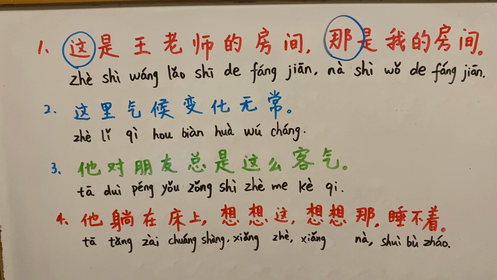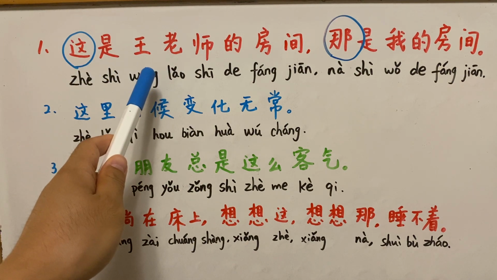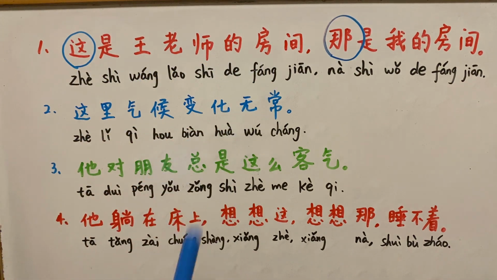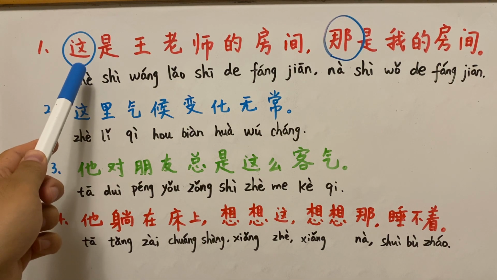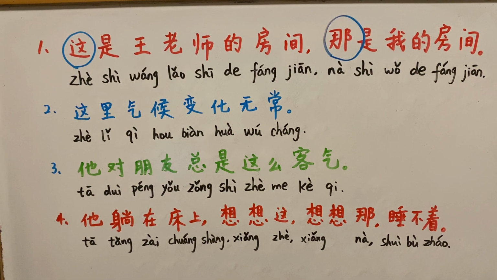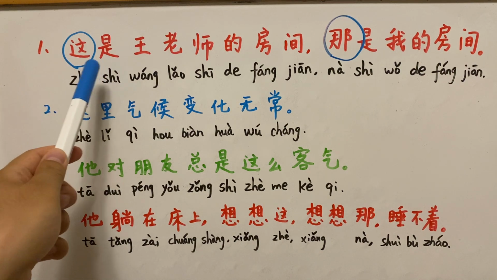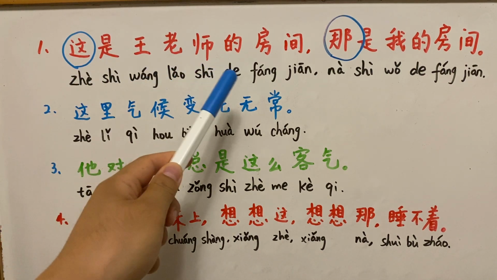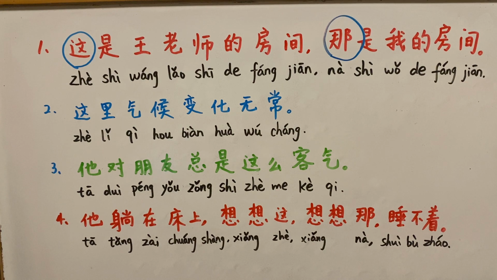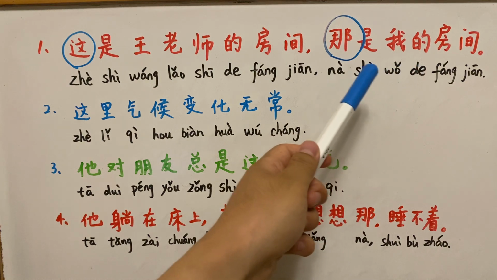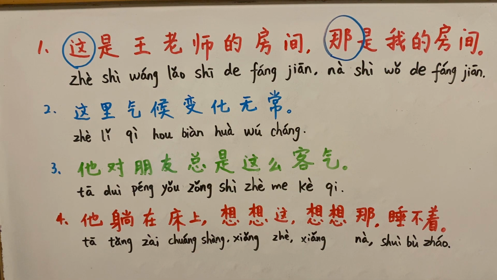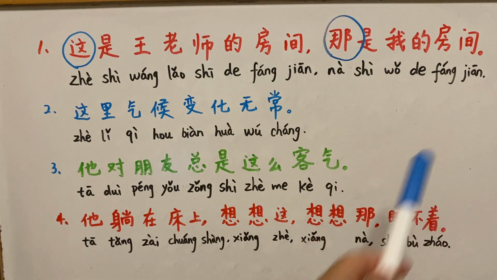In this video, we're going to talk about demonstratives in Chinese. 这是王老师的房间。So the circled character 这 means this. 这是 this is. 这是王老师的房间。王老师 Mr. Wang or Teacher Wang. 那是我的房间。那 that, is my room. 我的 my, 房间 room.